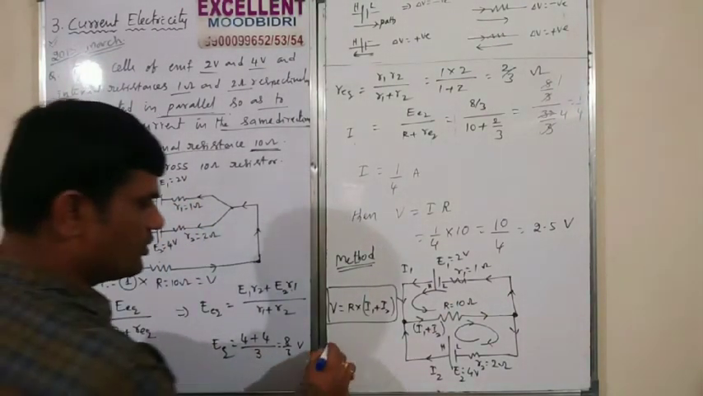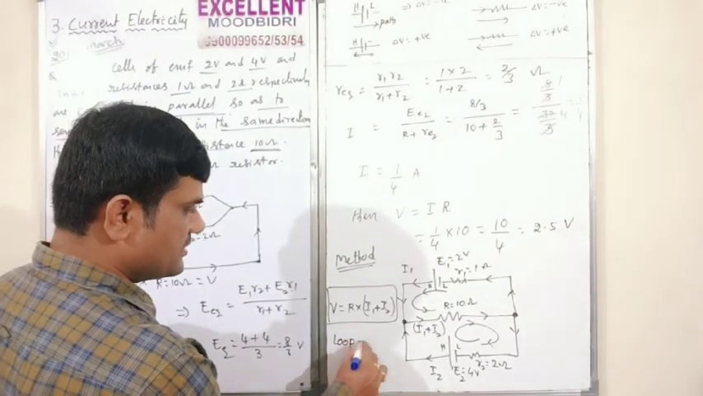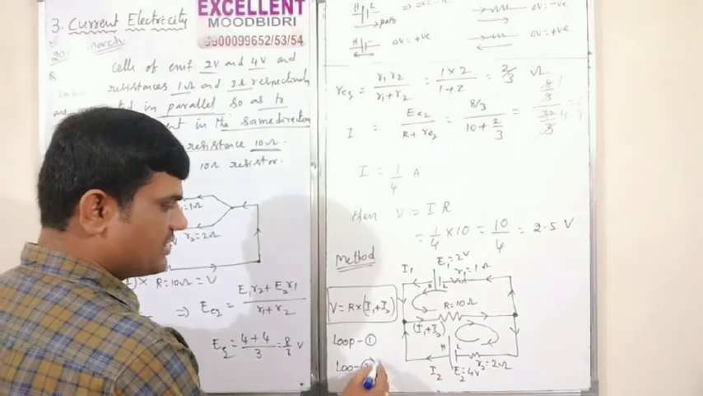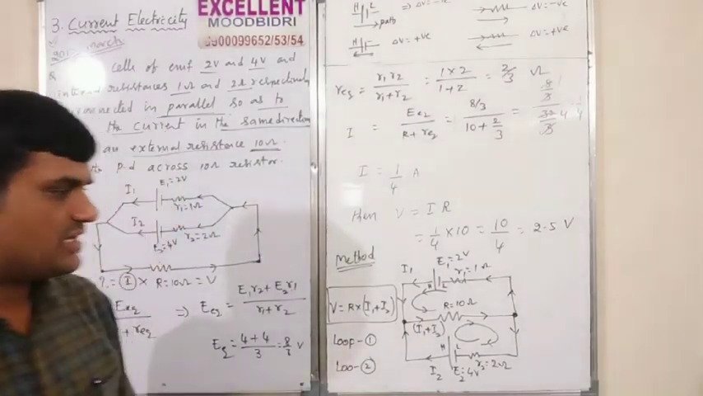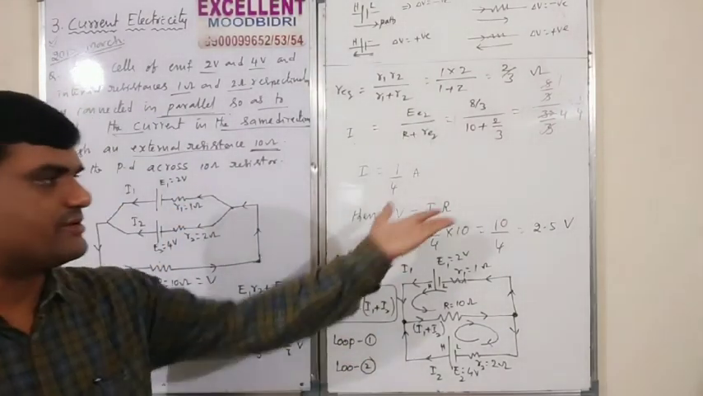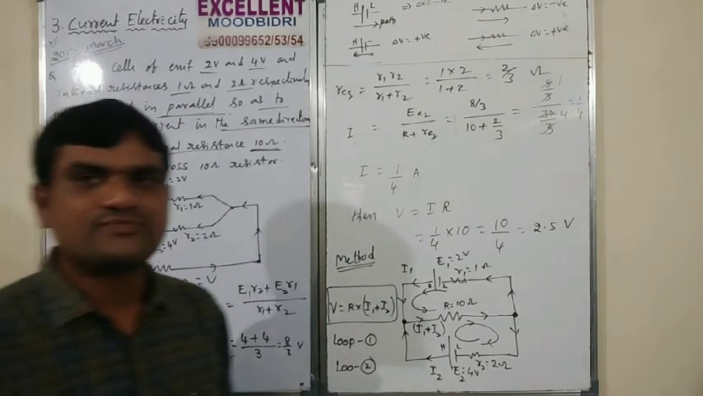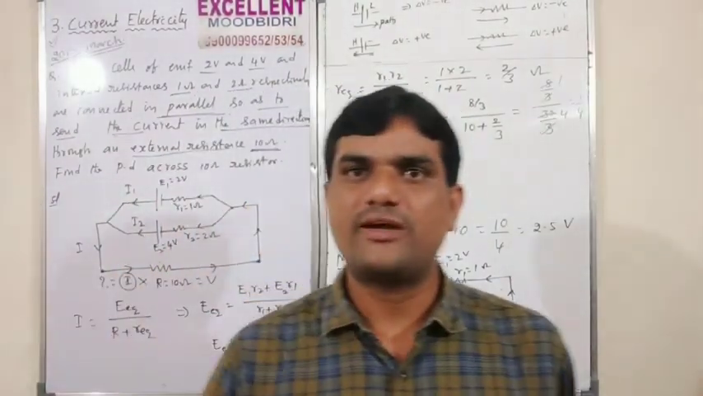So loop 1 and loop 2. With the help of these, we will get I1 plus I2. After that, we can put it here and you will get the same answer, 2.5 volt. Right? So this is based on the Wheatstone bridge as well as Kirchhoff voltage law and junction law problems.